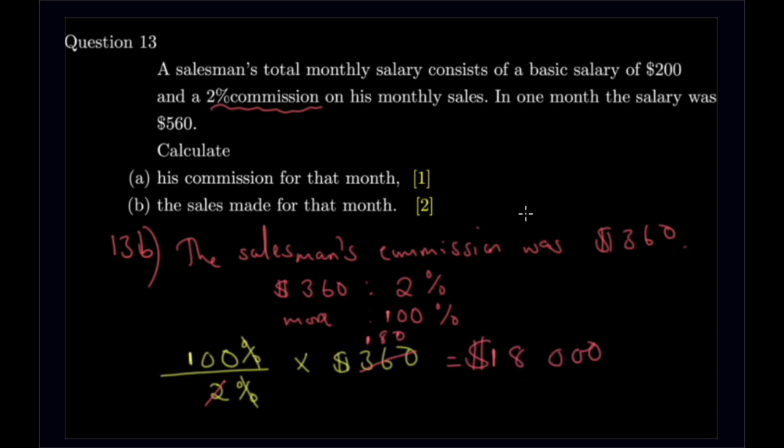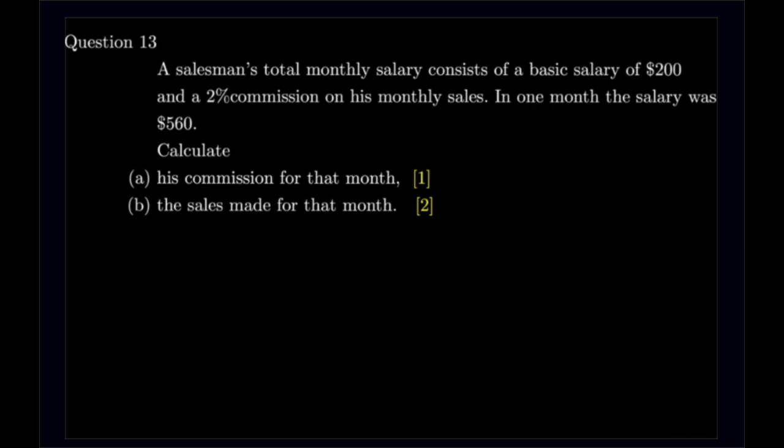So let's just double check. 2% of 18,000. Let's just check if we are correct. So 2% of 18,000, so you cancel. Then 180 by 2, you get 360. So yeah, that's definitely the answer. So here you get the sales that he actually made were 18,000. So let's move on to question 14.